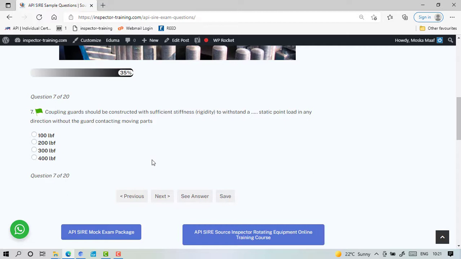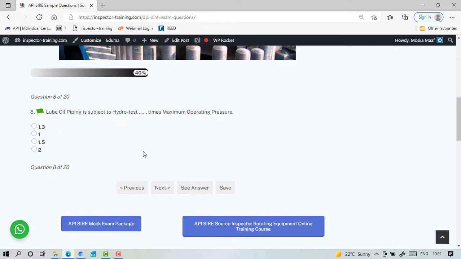Coupling guard should be constructed with sufficient stiffness or rigidity to withstand a 200-pound static point load in any direction without the guard contacting moving parts. So 200 pounds is the normal weight of a human being, so that's why. Lube oil piping is subject to a hydro test, again, 1.5 times maximum operating pressure.